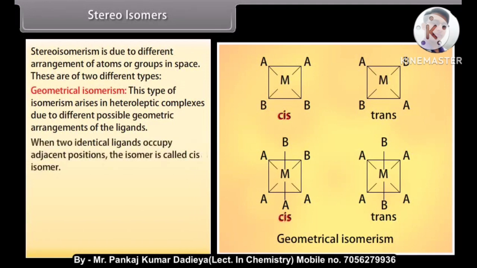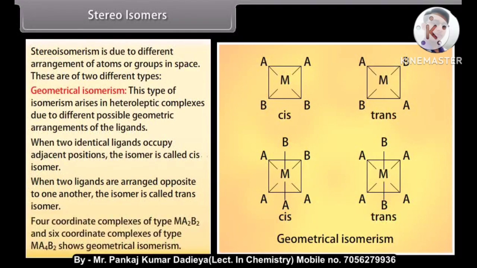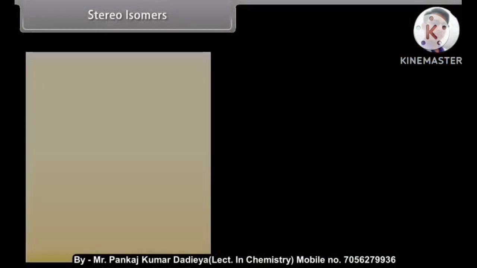When two identical ligands occupy adjacent positions, the isomer is called cis isomer. When two ligands are arranged opposite to one another, the isomer is called trans isomer. Four coordinate complexes of type Ma2b2 and six coordinate complexes of type Ma4b2 show geometrical isomerism.